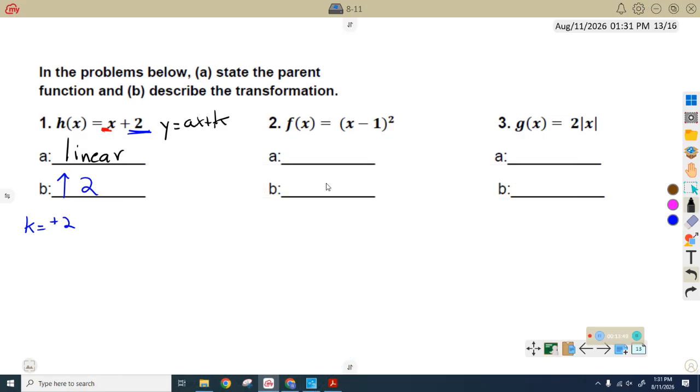Alright, so let's look at number 2. Now, this one's not linear. This actually has a little something. Yeah, this right here tells us that this is quadratic. That's our big indicator. It doesn't matter if there are parentheses or no parentheses. Something has to be raised to the second power.